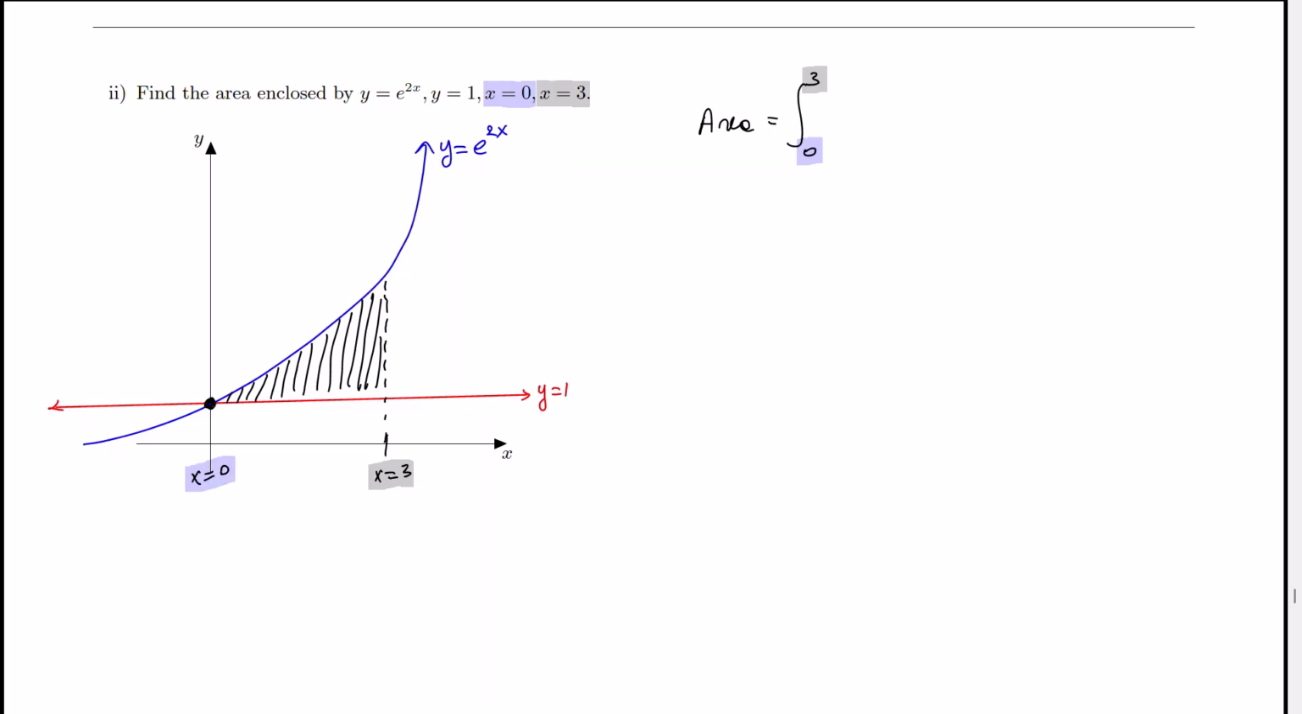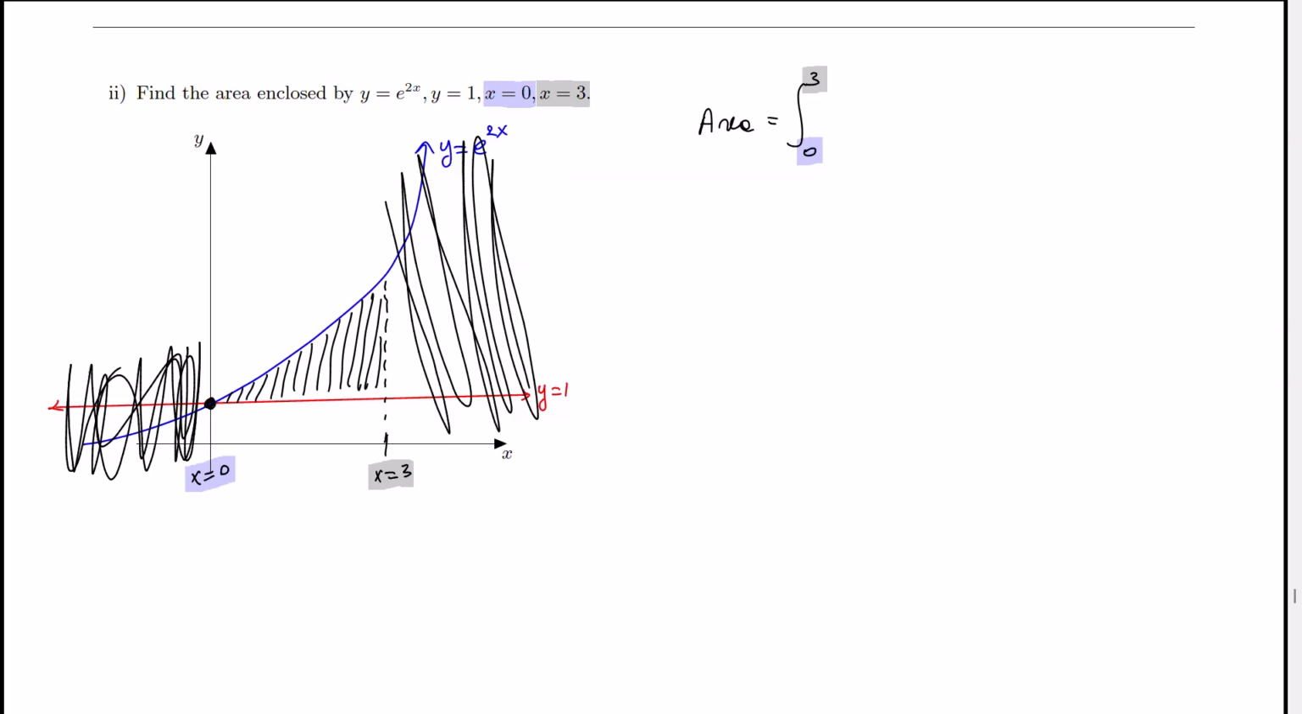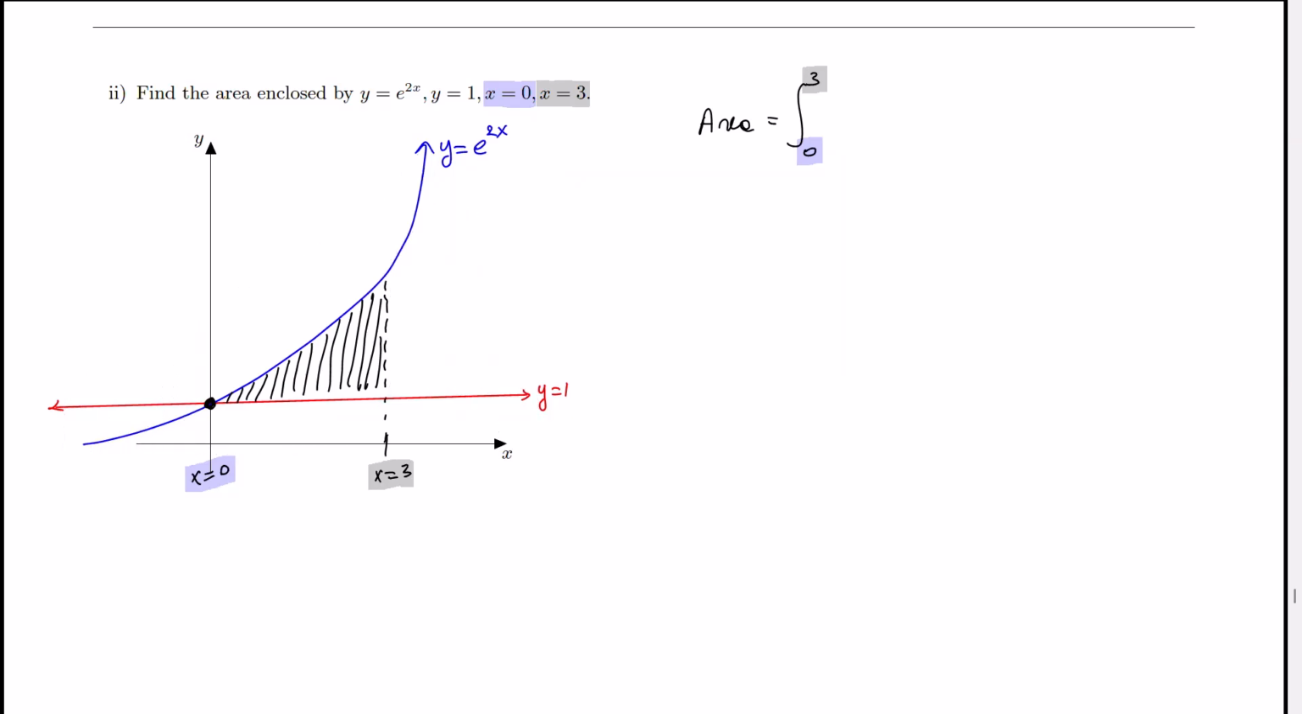And now we have to decide who's the upper curve and who's the lower curve. So again, ignore everything here on this left side, ignore everything on the right side there, focus on the middle part, the one that you shaded. On that shaded portion, which curve is towards the top of the page? Well, it's obvious, it's the blue one, it's this curve. So I'm going to write e to the power of 2x first. And I need to subtract from it the lower curve. And by process of elimination, the lower curve is just the 1. And we're integrating everything with respect to x.